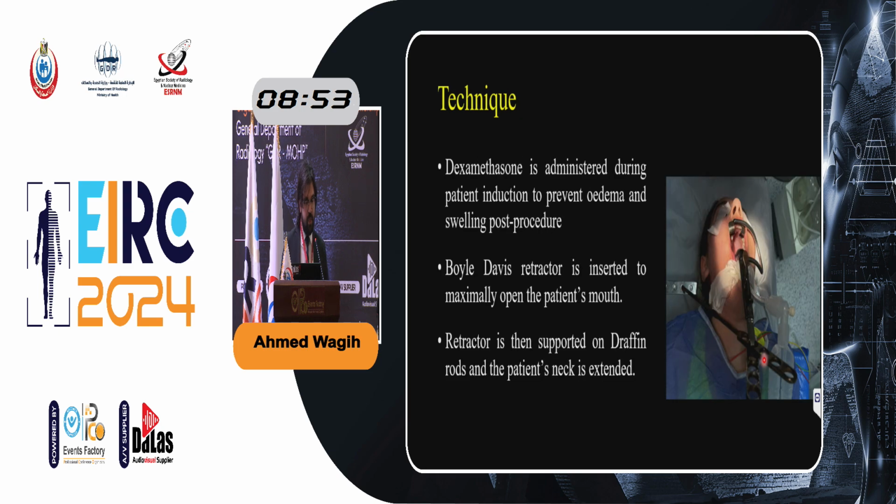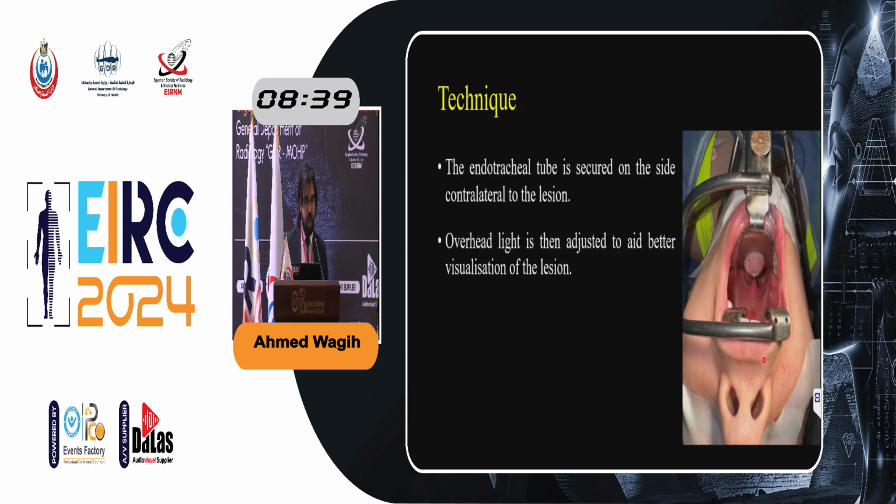Dexamethasone is always administered during induction to prevent edema and swelling post-procedurally, and then a Boyle-Davis retractor is inserted to maximally open the patient's mouth, and the retractor is then supported on Draffin rods and the patient's neck is extended. The endotracheal tube is secured on the side contralateral to the lesion, and then we adjust the overhead light in order to aid better visualization of the lesion.